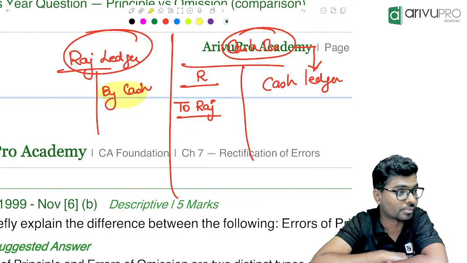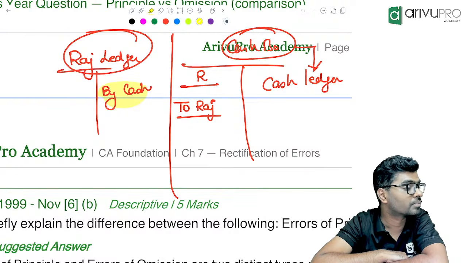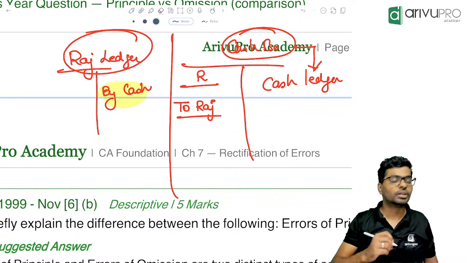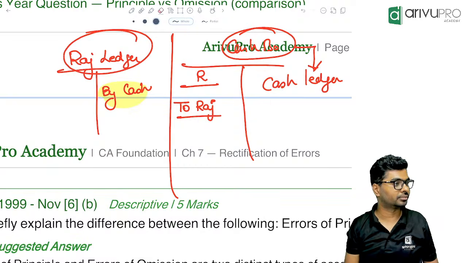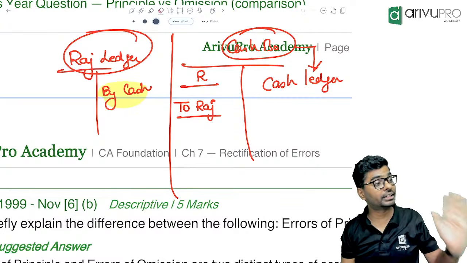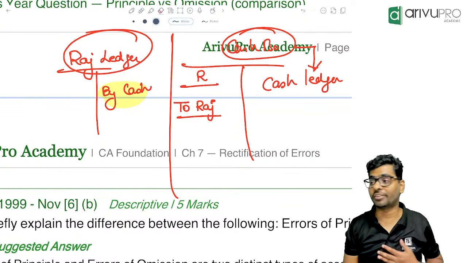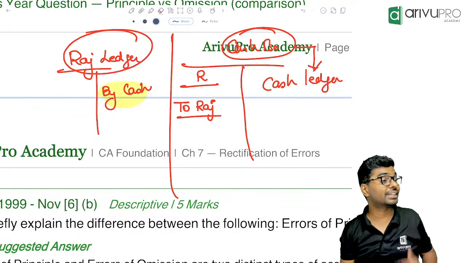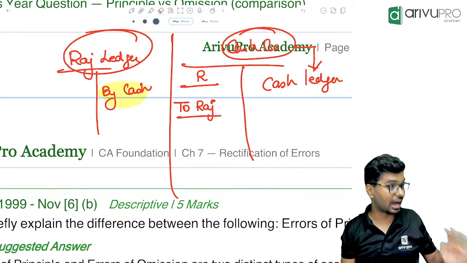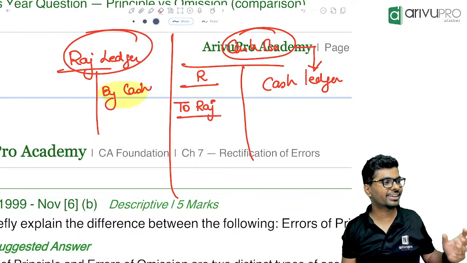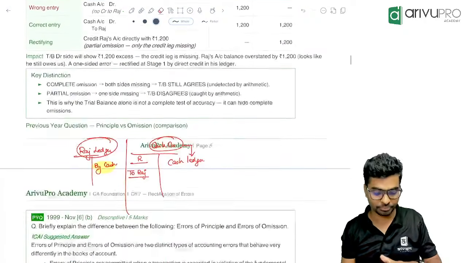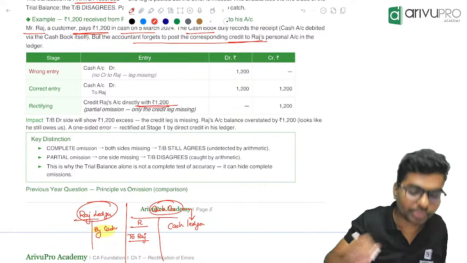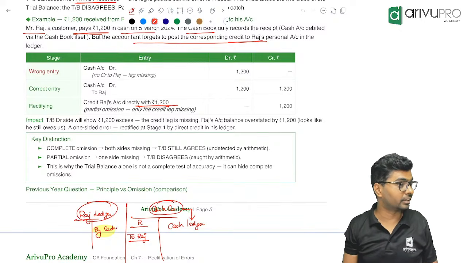How do you rectify it? Now, look. Raj account should have been debited or credited? Credited. So I will write it as Raj account will be credited by that amount. I'll write it as a statement. Raj account will be credited by whatever the amount is. Credit Raj's account directly with, that is my rectified entry.